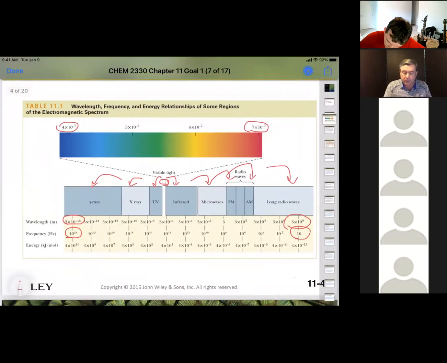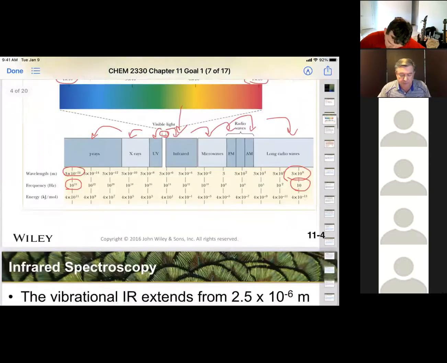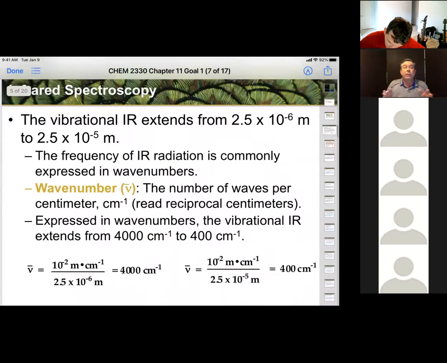So again, we want to talk about this little section here, IR. And the reason we want to talk about IR is because it does two things for us. Number one, it gets absorbed at different energies to cause vibrations in molecules. Okay. So when we talk about IR spectroscopy, we're talking about a small section of that. It's typically from 2.5 times 10 to the minus 6 meters to 2.5 times 10 to the minus 5 meters. So we only have one order of magnitude going from that.